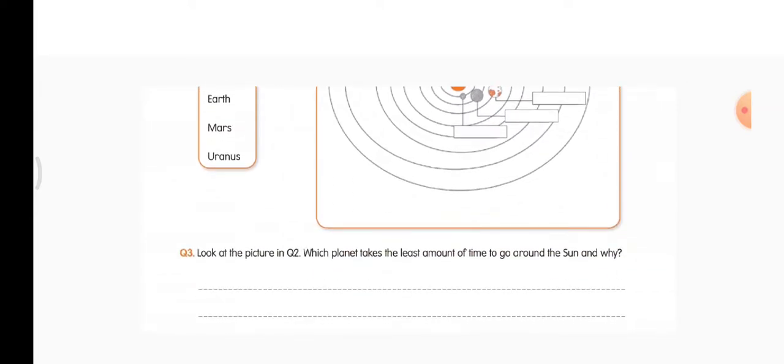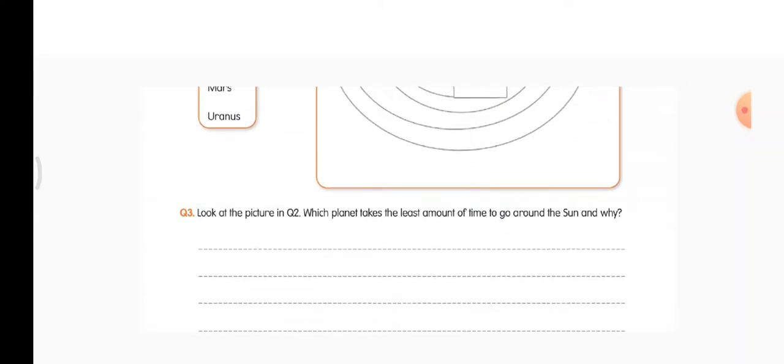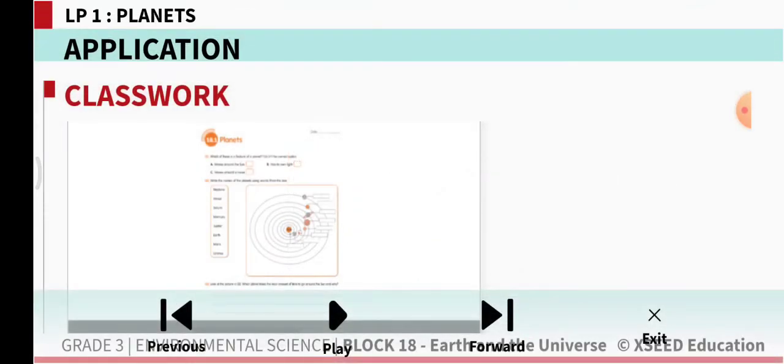Question 3. Look at the picture in question 2. Which planet takes the least amount of time to go around the sun and why? Mercury takes the least amount of time to go around the sun because it is very close to the sun and also it is very small in size. It is the smallest in size. Right? So let's move on.